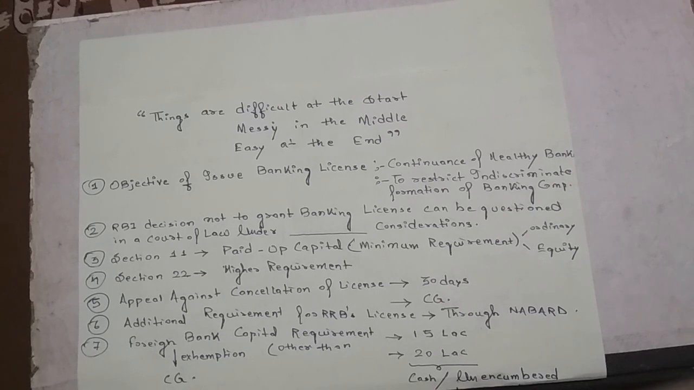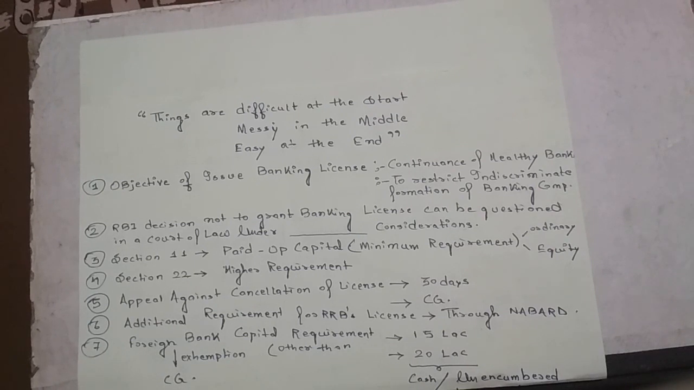Question number 4, Section 22. What is Section 22 of the Banking Regulation Act? As we have seen, Section 11 deals with the minimum paid-up capital requirement. What if RBI wants some extra requirement for a special bank to open a business in India? Section 22 deals with that. It is a higher requirement that the Reserve Bank of India expects from the bank to open a business in India.